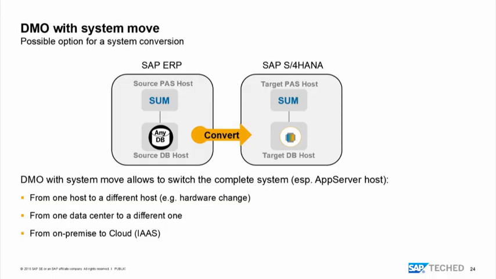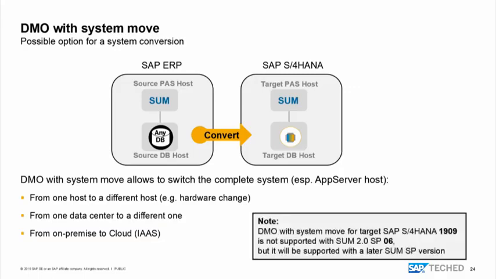IaaS means infrastructure as a service. That means you move your on-premise system into a cloud environment where the S/4HANA on-premise edition is then running. So you combine the conversion with the transition to Google Cloud Platform, to Microsoft Azure, to Amazon Web Services, to hyperscalers like this. This is possible with what we call DMO system move.